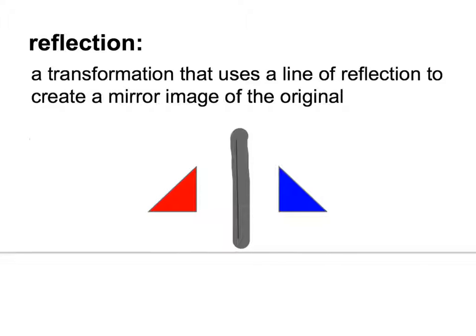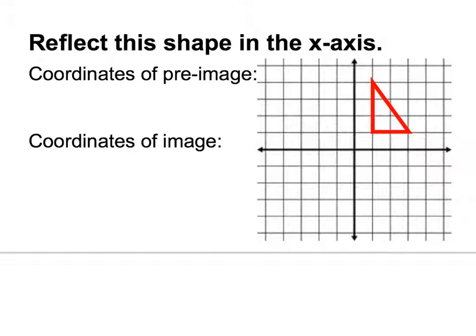Okay, so now is when you're going to need your notes page. This is the first example on the notes page, and let's put a couple different letters on here just to make it a little easier to work with. I'm going to label this point A, this point B, and this point C. So let's start with the coordinates of the pre-image. Why don't you take a minute with your partner and work out what the coordinates of the pre-image are. You probably want to pause this for a second.